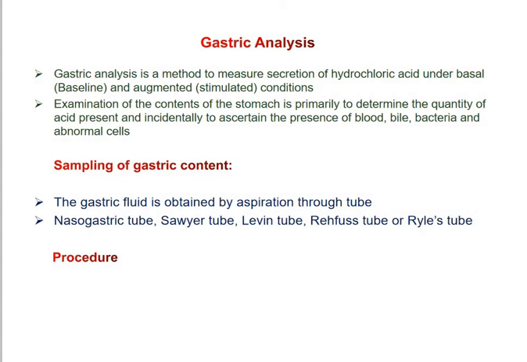Now, we come to the sampling of gastric content. How to sample the gastric content? The gastric fluid is obtained by aspiration through a tube. There are many tubes in the market, of which the nasogastric tube, Ryle's tube, Levin tube, or Rehfuss tube may be used in comparison to the nasogastric tube.